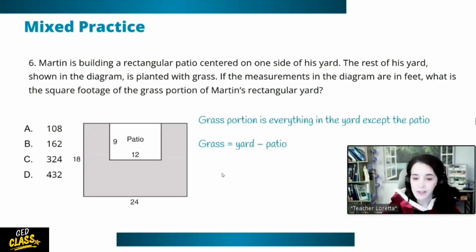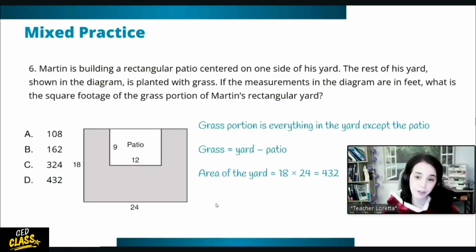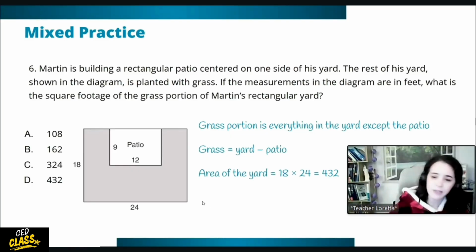So let's find the area of the big gray rectangle. That would be 18 times 24, right? Length times width. So the area of the big rectangle is 432. Again, you can ask your calculator for some help on that. You're like, hey, calculator, what's 18 times 24? Calculator's like, I got you, bro. It's 432. Okay.